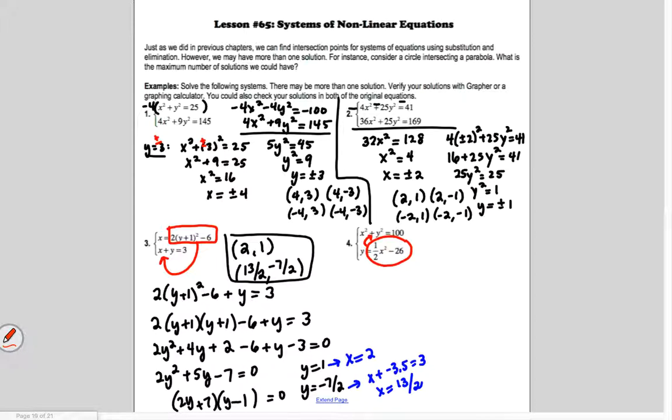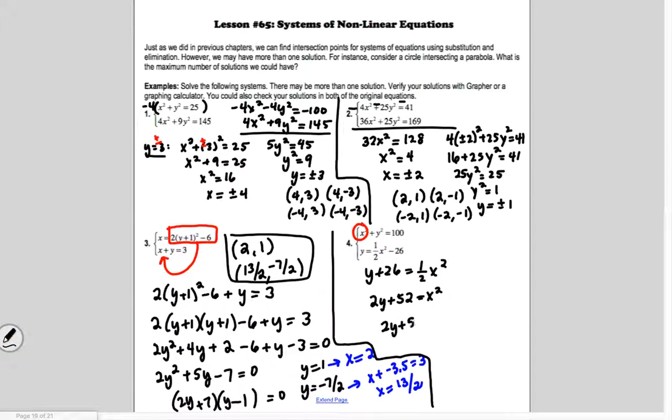I think it would be easier if we could solve for x squared. Because if I could get the x squared part by itself in the top equation, it doesn't matter, then I could replace the x squared altogether. I don't have to square it out or anything. Does that make sense? So let's try to solve for one of the x squareds. If I solved for the one with the fraction, I would have y plus 26 equals 1/2 x squared. I'd end up getting 2y plus 52 is equal to x squared, and that's fine. So then in our other equation, we would replace the x squared with that. So I'd have 2y plus 52 plus y squared equals 100.